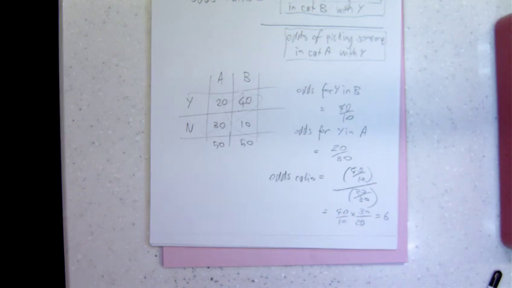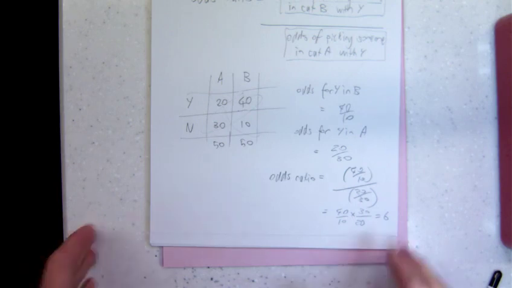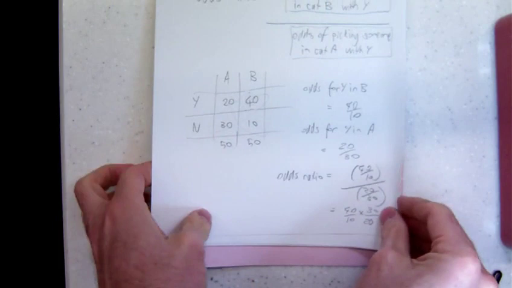but you cannot say, if yes was a disease, so maybe it's getting gastro, I could not say people in category B are 6 times more likely to get gastro than people in category A, because that's talking about the future, and the odds ratio only talks about the present. It talks about who has or does not have it now, not who will get or will not get it in the future.